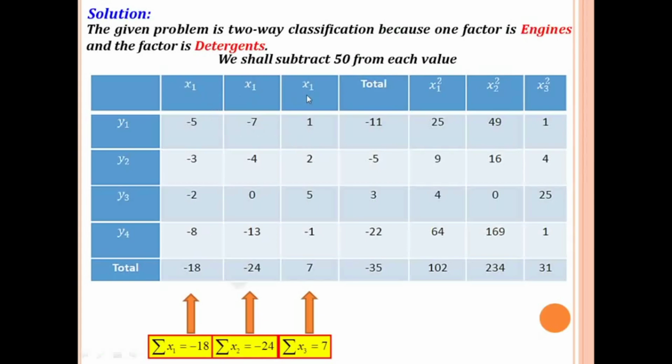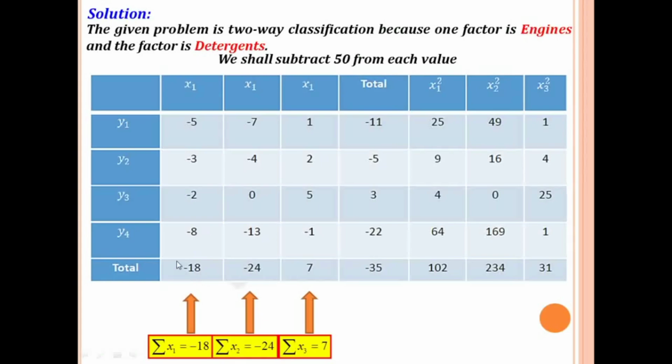Before taking squares, we add row wise also. Why? Because this is two-way classification. If you add these three numbers, you get minus 11. This is sum of y1 equal to minus 11. If you add these three values, you get sum of y2 equal to minus 5. Similarly, we get sum of y3 equal to 3 and sum of y4 equal to minus 22. If we add these four values, you get minus 35.